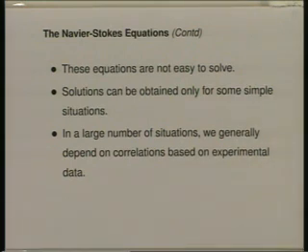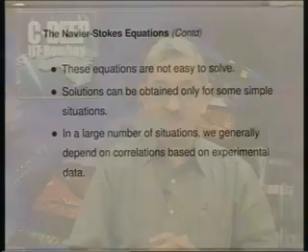These equations are not easy to solve. Solutions can be obtained only for some very simple situations. For example, one solution which can be obtained is for laminar fully developed flow in a circular pipe. And because solutions cannot be obtained for a large number of situations of practical importance, we generally depend on experimental data. This data is collected, correlated in terms of dimensionless variables, and we use those resulting correlations.